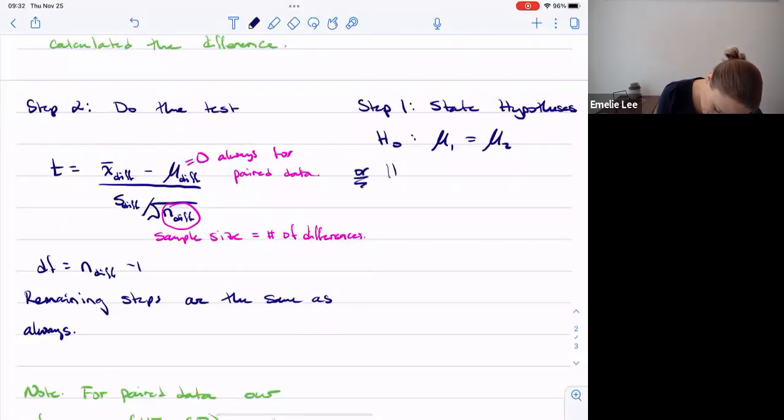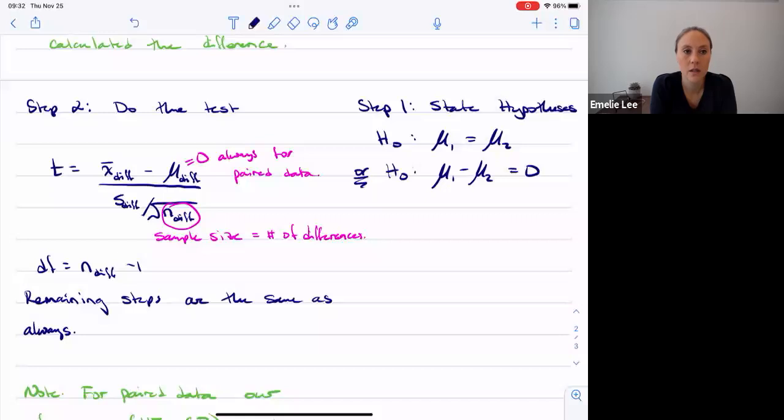Or you could use mu1 minus mu2 is equal to 0. Okay, so these are the same, and you just need to pick which one you like, and then just stick with that. I prefer this one. I just think it looks a little bit nicer, but imagine you've got mu1 minus mu2. What if you add mu2 to both sides? Then you have mu1 equal to mu2. And logically, if you subtract two things that are the same, then you get 0. So they're the same.